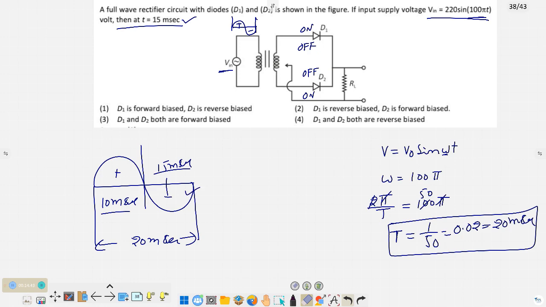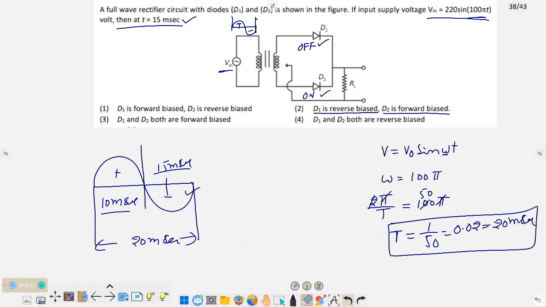When the negative pulse is received, what happens first? When positive is received, diode D1 will be on and D2 will be off. But when the negative cycle enters, D1 will be off and D2 will be on. So the second diode, D2, will be forward bias and D1 will be reverse bias. So D1 is reverse bias, D2 is forward bias.